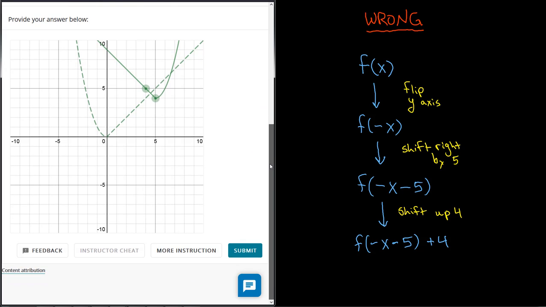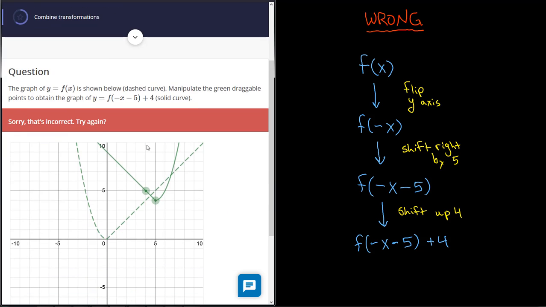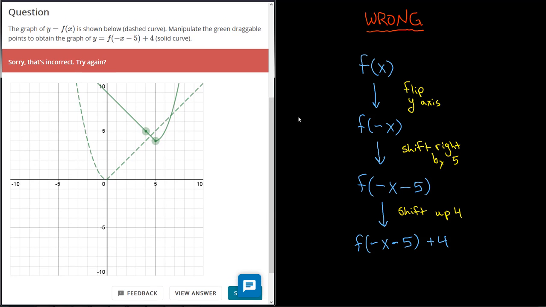I have a feeling that if we click submit, the computer is going to say we're wrong. So we click submit, and oh no, the computer says we're wrong. Okay, but it's giving us a chance to fix it. And so let's try to figure out where we went wrong.